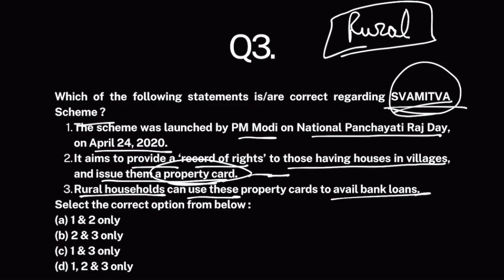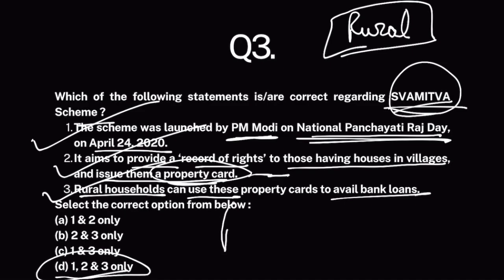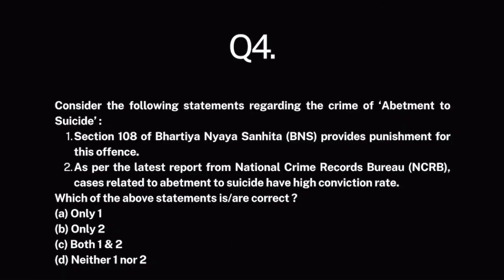They can buy and sell property. Okay. So this scheme was launched on National Panchayati Raj Day by Ministry of Panchayati Raj. Okay. PM Modi was there to launch it. Absolutely correct. This is also correct. And third is also correct. All are correct. And last, consider the following statements regarding the crime of abetment to suicide.